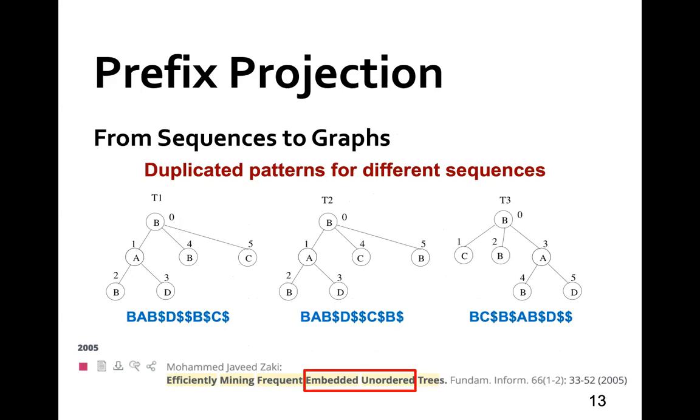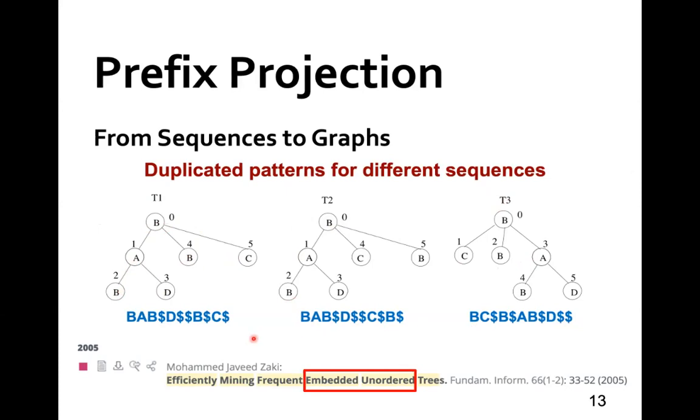Taking tree patterns as an example, where we do not differentiate the order of children nodes. Here, we can simply encode a tree pattern using depth-first node traversal, except that we need to add a $ sign each time we backtrack. For example, for the first tree, we have B, A, B, $, D, $, $, B, $, C. We can see that the other two trees are the same pattern, but with different children order, but their encodings are totally different.